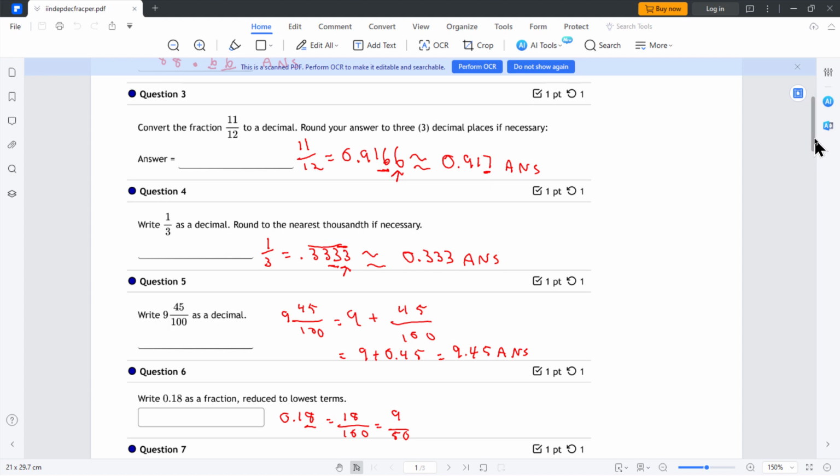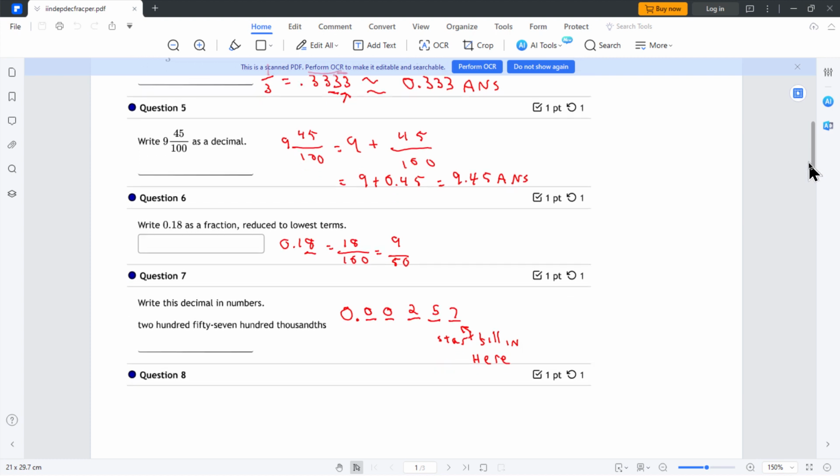The next one here is number 5. We have 9 and 4/500 as a decimal. So I broke it up into 2 pieces. There's my 9, and 4/500, so it would be 0.008 plus 9. It needs to be 9.008 for my answer.